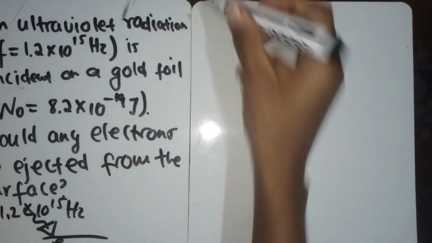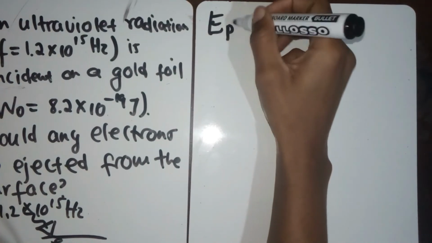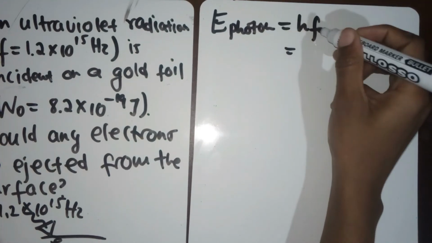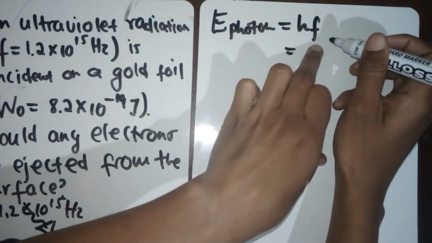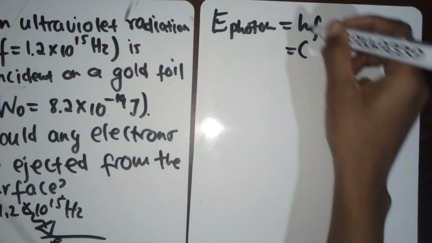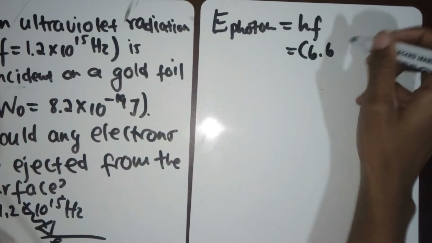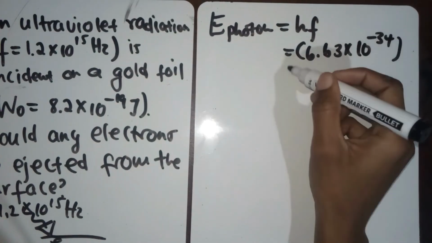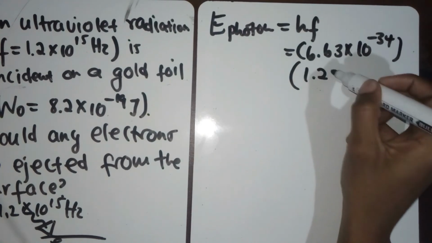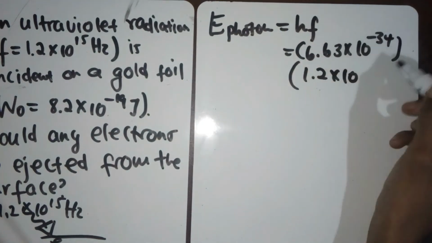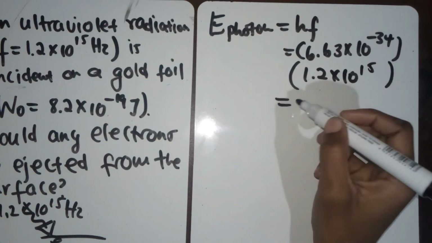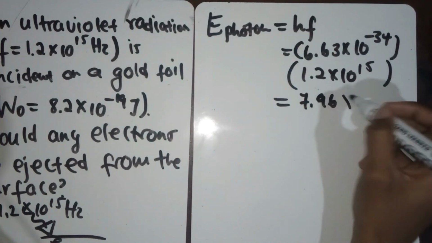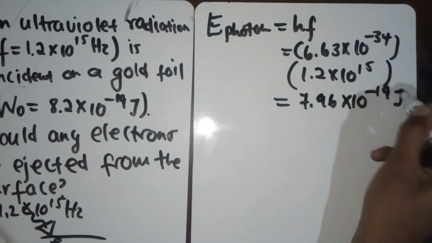So we can first try to find the energy of our photon using this equation, hf, right? So we know what the frequency of our photon is. It was given to us. This is just Planck's constant. It is 6.63 multiplied by 10 to the power of minus 34, and the entire thing is multiplied by 1.2 multiplied by 10 to the power of 15. And then if you put this in your calculator, I think you will come to a value of 7.96 multiplied by 10 to the power of minus 19 joules, right?